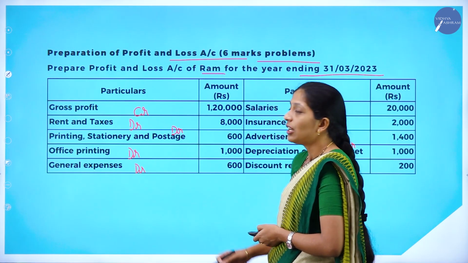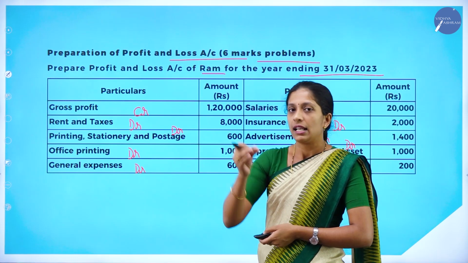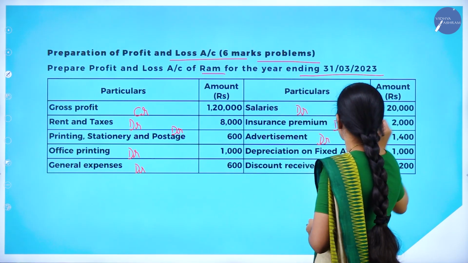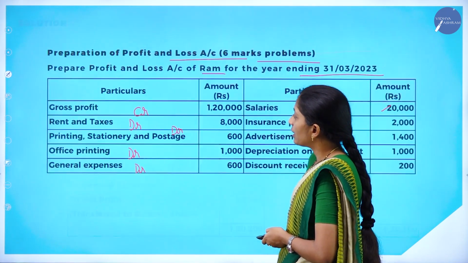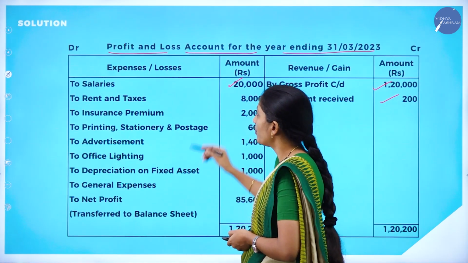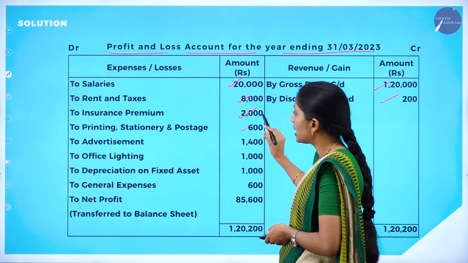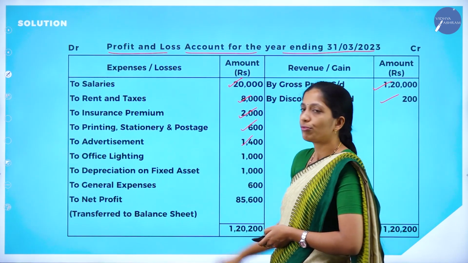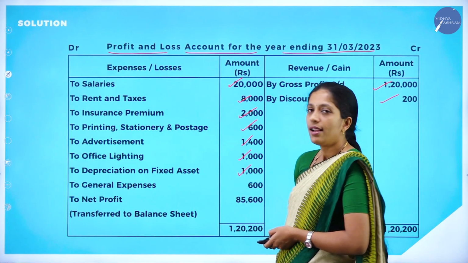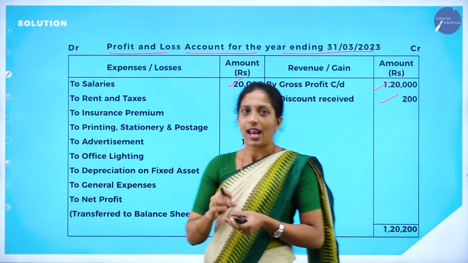Normally when you start your profit and loss account, we will start with salaries. Then you will record all the indirect expenses. So we shall write to salaries first, that is 20,000. Then we shall go through the order. Rent and rates 8,000, then insurance premium 2,000, printing and stationery 600, advertisement 1,400, office lighting 1,000, depreciation 1,000, general expenses 600. So these are the indirect expenses.